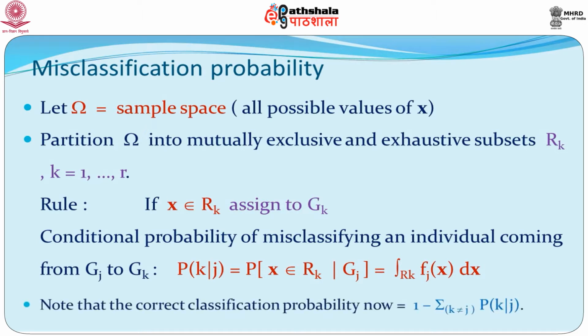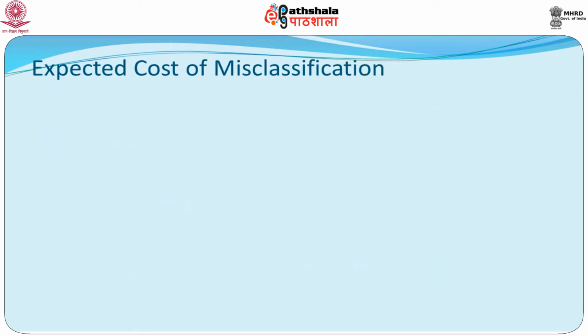Note that the correct classification probability in this case is now 1 minus the summation over k not equal to j of P(k|j), because if you look at all the other k's which are not equal to j, those are the misclassification probabilities. So, the sum would give the misclassification probability, and 1 minus that would be the correct classification probability.